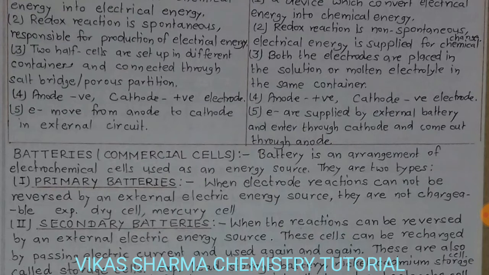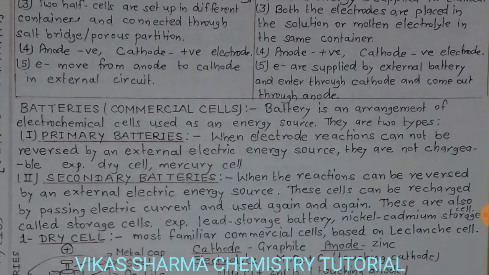Student, electrochemical cell, point number 5: electrons move from anode to cathode in the external circuit, but in the electrolytic cell electrons are supplied by an external battery, enter through the cathode and come out through the anode. So student, these are 5 major differences, so remember them.